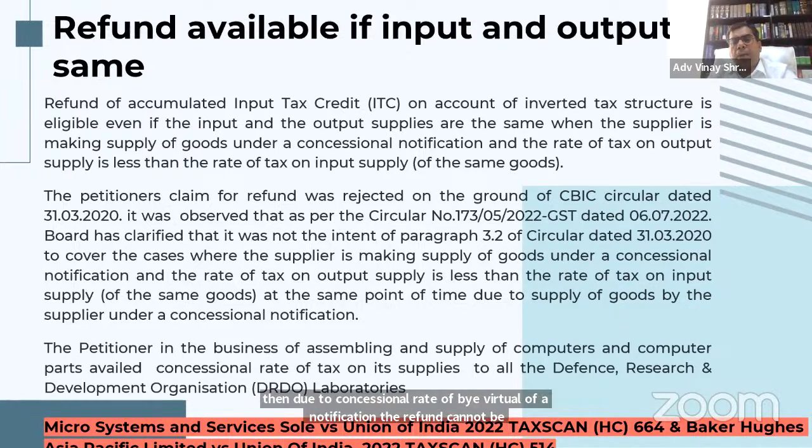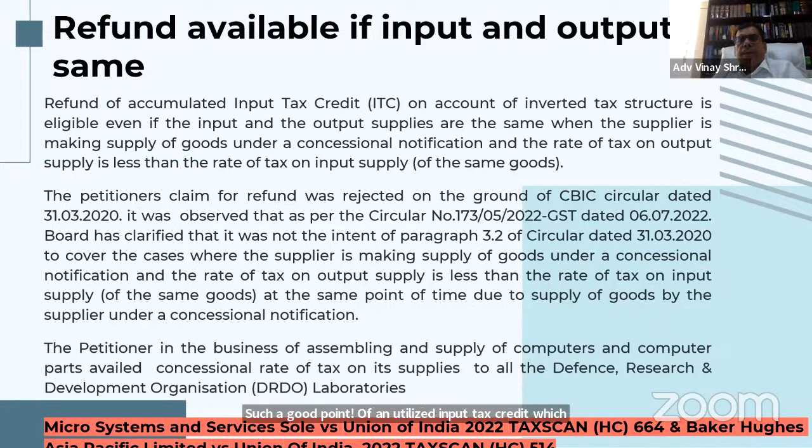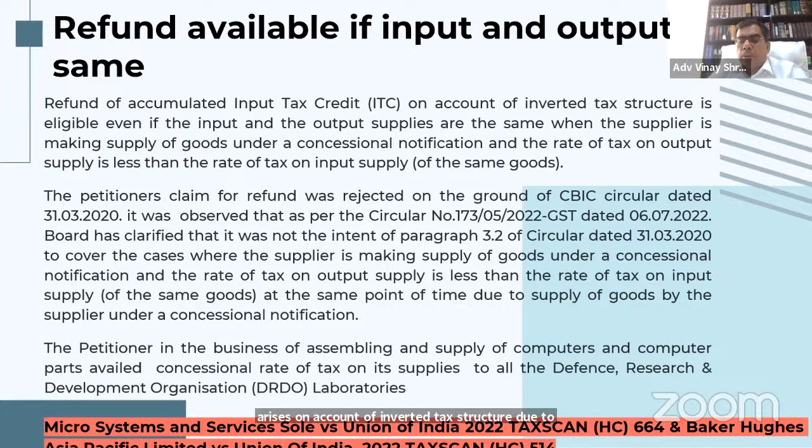But it was subsequently modified by a 2022 circular. So the issue was whether such clarification is retrospective in nature or prospective. So the Honorable High Court said that no, it is only a clarification, and clarification always applies retrospectively. So that being the case, the Honorable Supreme Court said that such a refund of unutilized input tax credit which arises on account of inverted tax structure due to concessional notification is also eligible for refund of input tax credit.